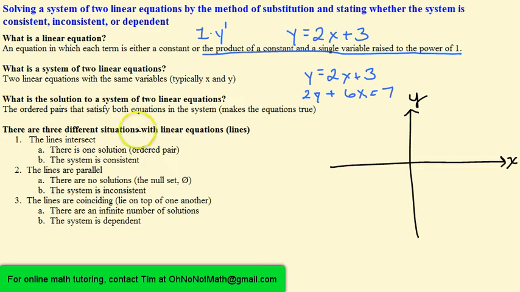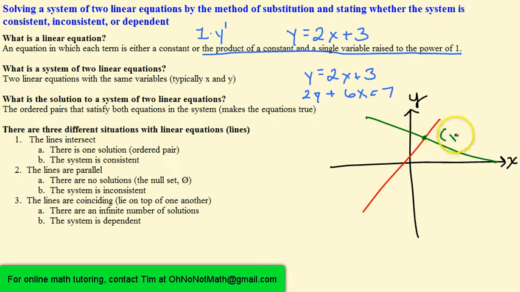Okay, so there are three different situations with linear equations, right? When you graph the two equations, you get two lines, and the lines could intersect. So let's say you have an equation, you graph it, and you get a line. Then you take the second linear equation in the system, and you graph it, you get another line. The point where the two lines intersect is the solution to the system, right?